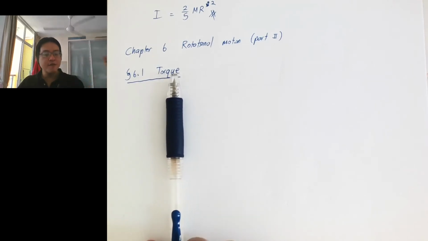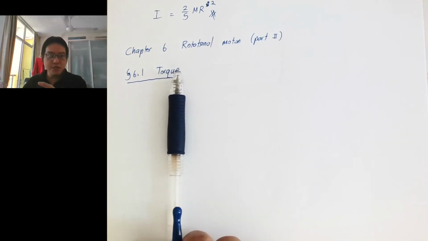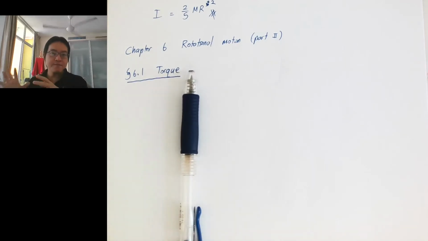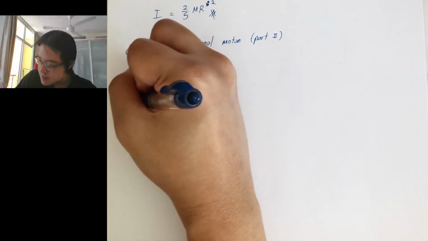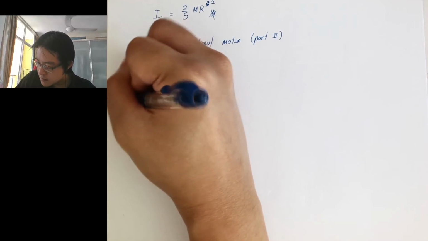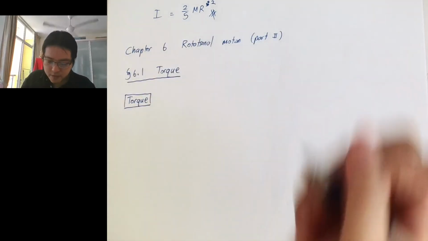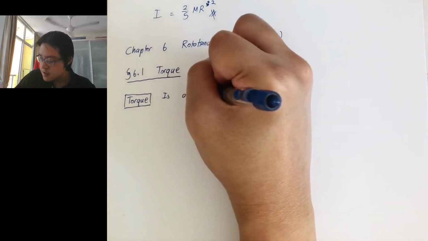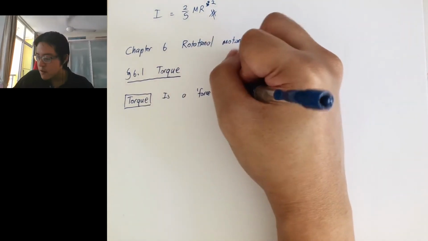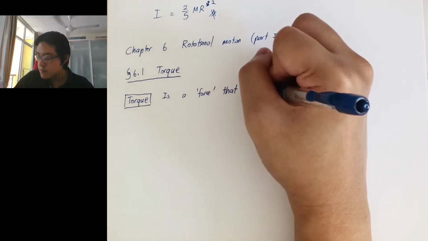So force for linear motion, for rotational motion is torque. It is something that causes angular acceleration. So that is what we want to talk about today. So this is the torque, T-O-R-Q-U-E. Torque is a kind of force. It came from a force that causes rotation.